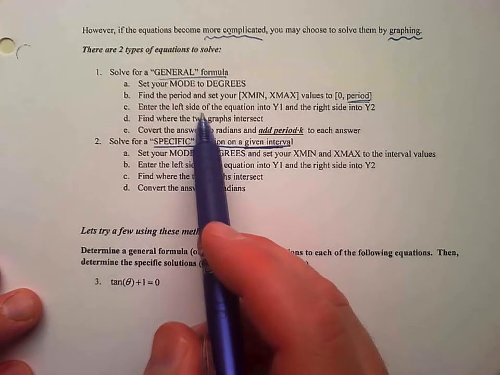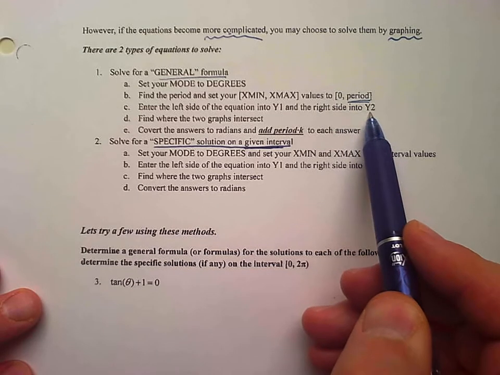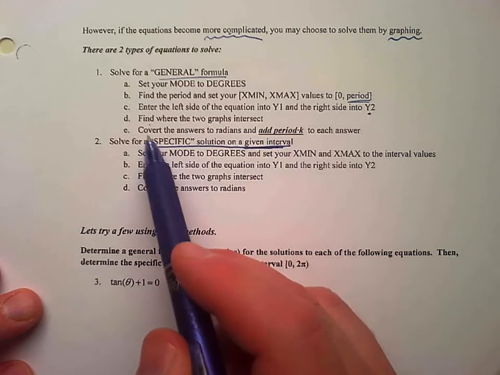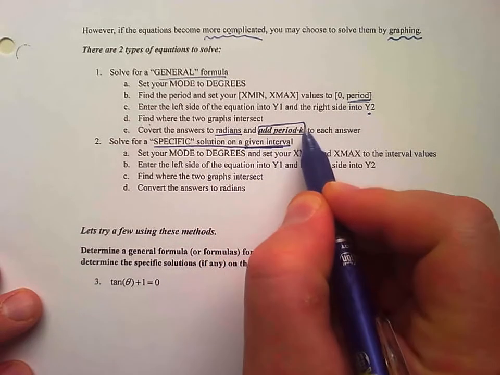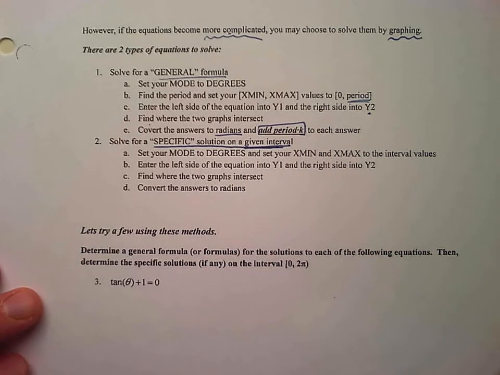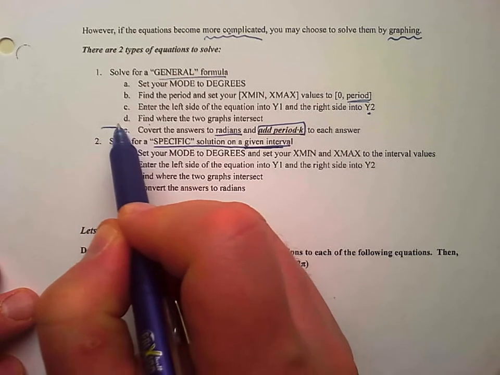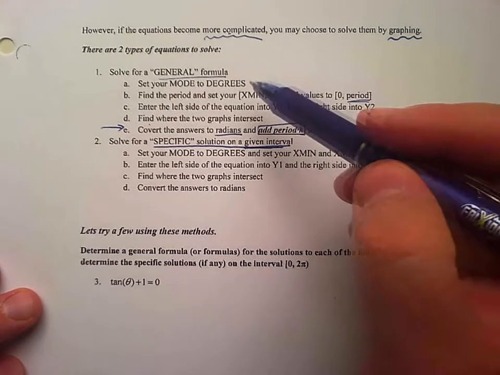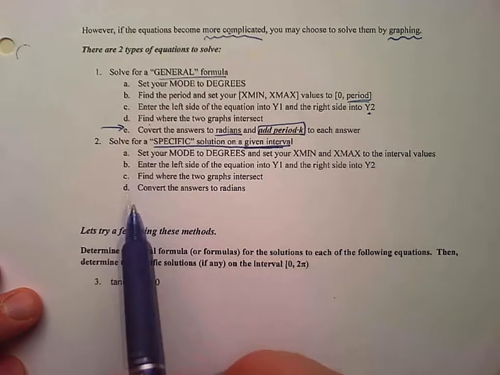You would enter the left side of the equation into y1 and the right side of the equation into y2 in your table. And then here find where the two graphs intersect. And then you would convert your answer to radians and add the period times k. We're going to be doing this using some algebra instead of with your calculator. But this portion right here is what we're going to be doing regardless if we're using the calculator or not. But this is simply just how you could find the solution for a general formula using your calculator.